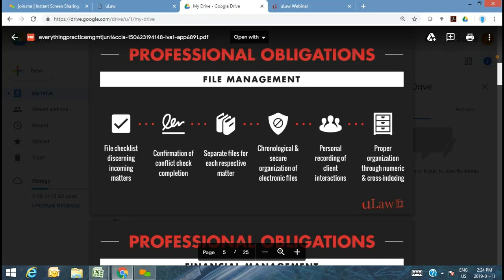So, if I were to just read out the slide, ensuring there's a file checklist for incoming matters, so a checklist for file management, okay? And these are some of the examples. Confirmation of conflict check, right? Have I done the conflict check before I even start a file? We spoke about that in the client intake. So maybe that's a checklist item number 1.